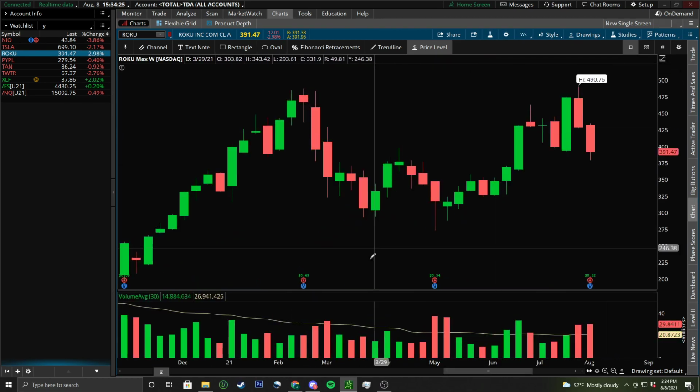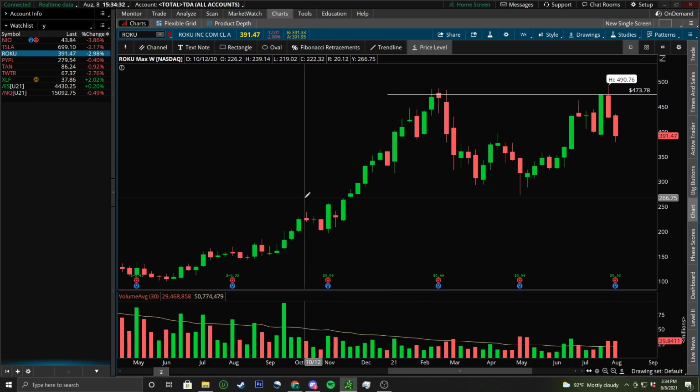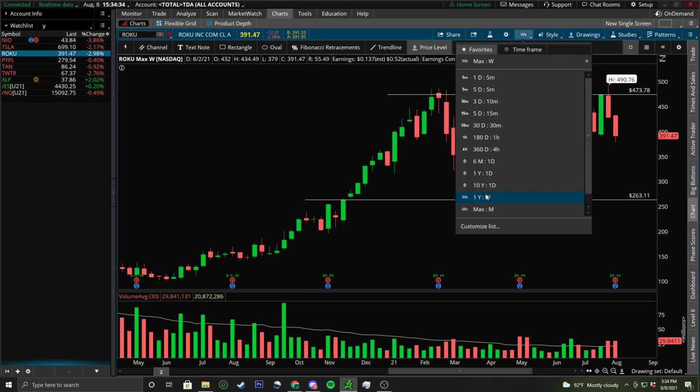Weekly time frame. Let's mark right there, just a little bit higher than that because I want to mark the true high, the meat of the bone. Let's mark that one, just to get a range.